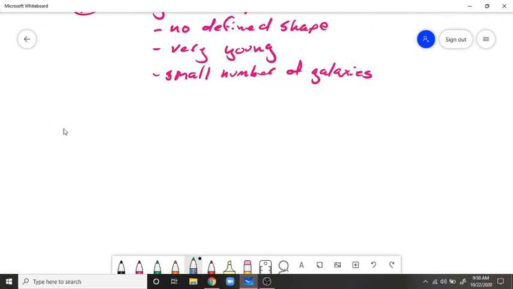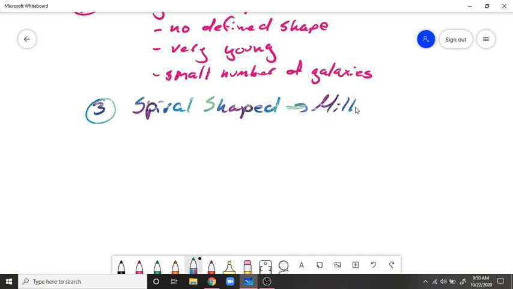If you only remember two things about galaxies, you should know the name of our galaxy is the Milky Way, and that we live in a spiral shaped galaxy. The Milky Way galaxy, if you are looking at it from above, is going to look like this.